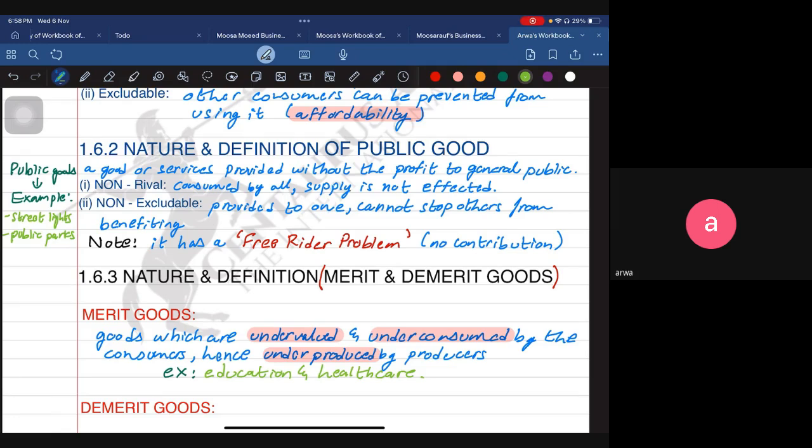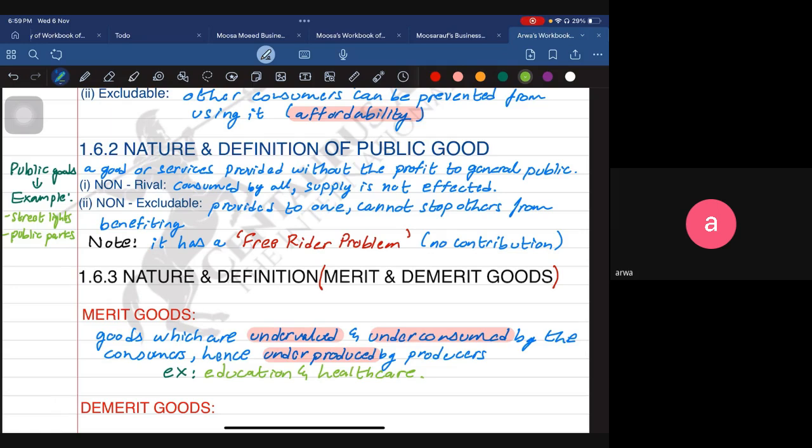Why is it so, sir? I think that one of the reasons is information failure. The consumers themselves don't know that healthcare is really important for us and education is really important for us. They don't exactly know the benefits, so they will not value it that much, as an essential part of our life.